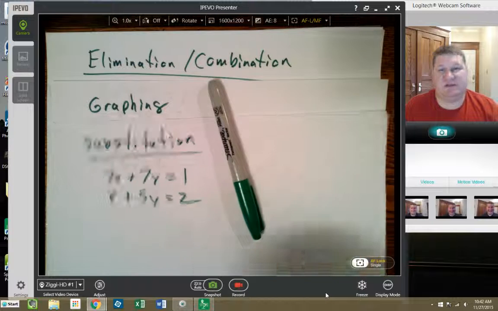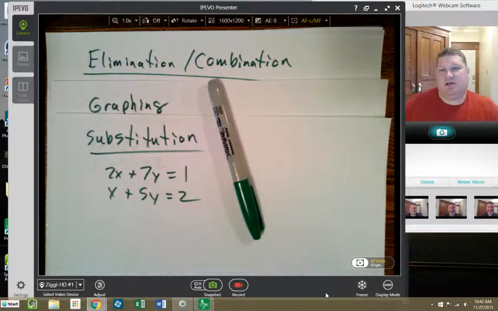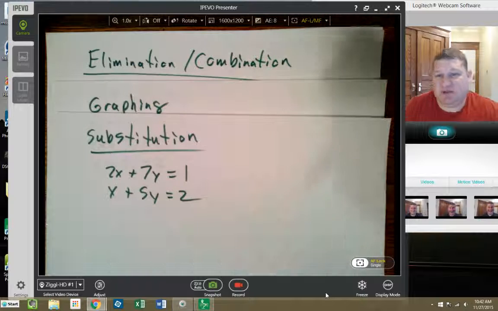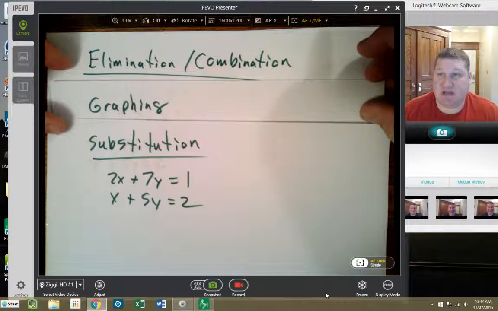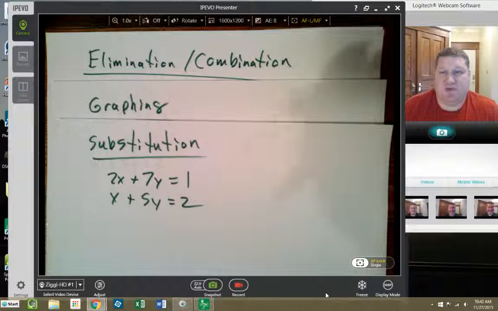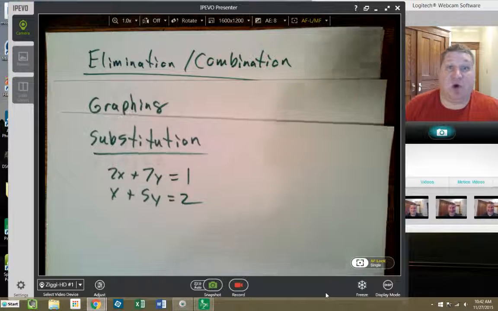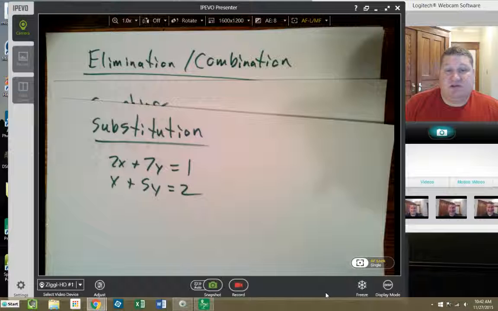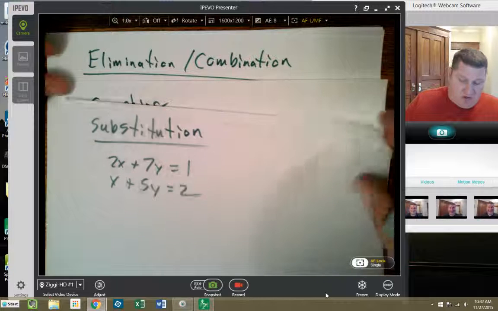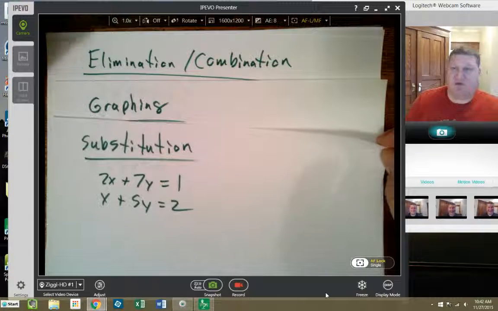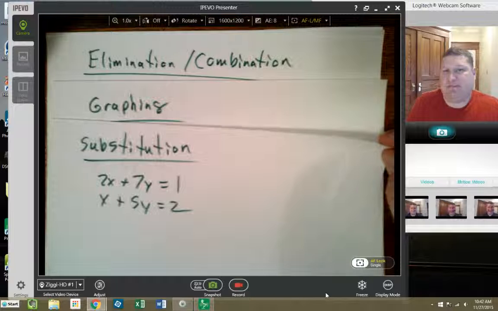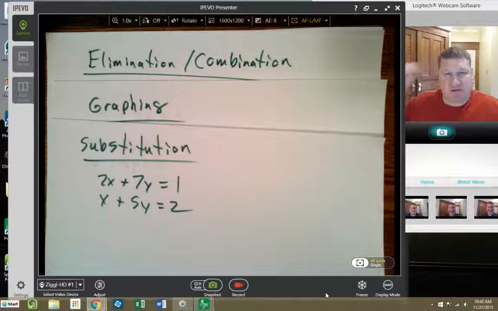Okay, ladies and gentlemen, let's take a look at combination, elimination, graphing, and substitution. Now, we've already done each of these individually. We've even done a number in class where we've worked on the same problem all three different ways. So again, we're going to do all three methods one more time. We're going to try to do this in a little bit more interactive way. Hopefully it'll help some of you solidify your knowledge.